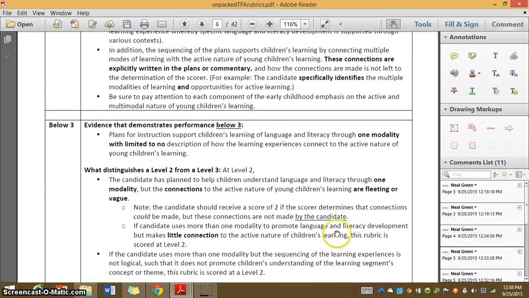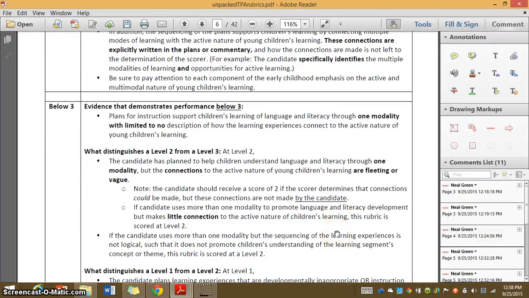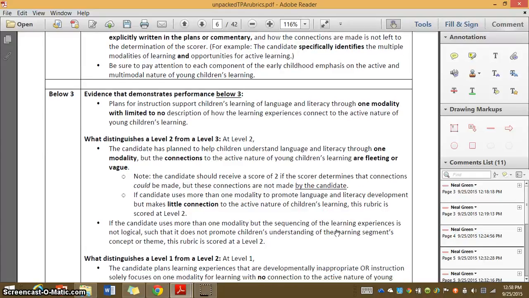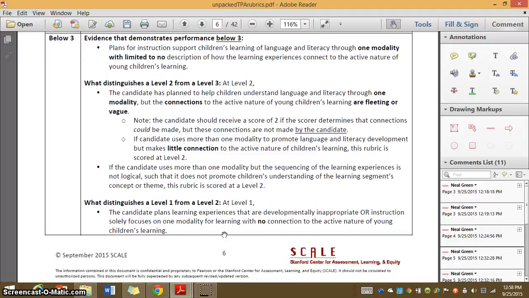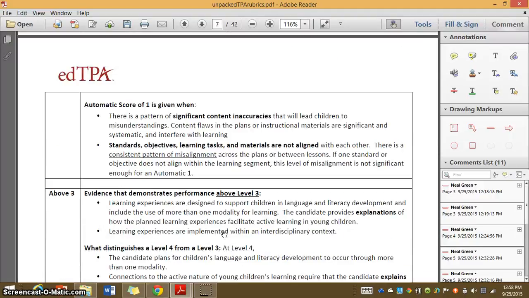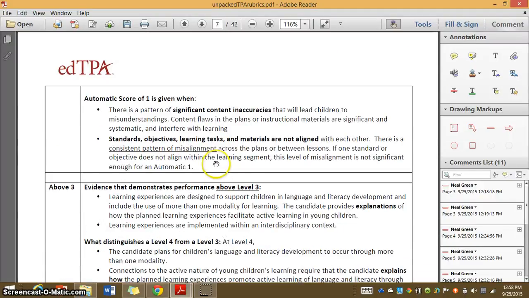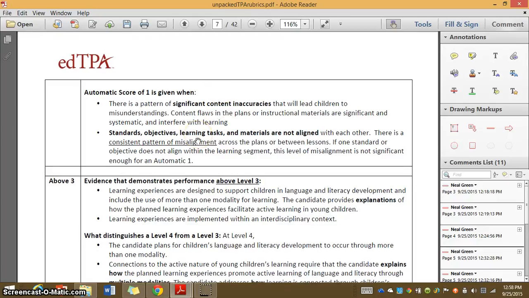Okay, and then below a 3, we're not even going to think about that because none of you are going to get below a 3, but this gives you an idea of what a score of a 1, 2, or 3 looks like. You see the words like "fleeting" or "vague" or "one modality" instead of multimodal. So whenever you're composing your work, you're going to want to make sure that you hit that multimodal nature. All right. And then this section also tells you what an automatic score of 1 is, if that's given, and why. It gives you the rationale behind that.